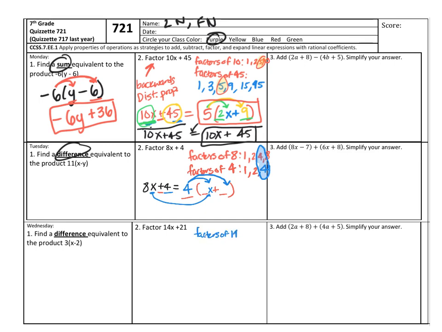Number 2 on Wednesday, just list them. Factors of 14, and then factors of 21. So factors of 14 are 1, 2, 7, and 14. Factors of 21 are 1, 3, 7, 21. The biggest number that goes into both of those is which number? 7. So that's what would go outside of the parentheses. So 7 times something x plus something. And then you just find what those missing numbers are.